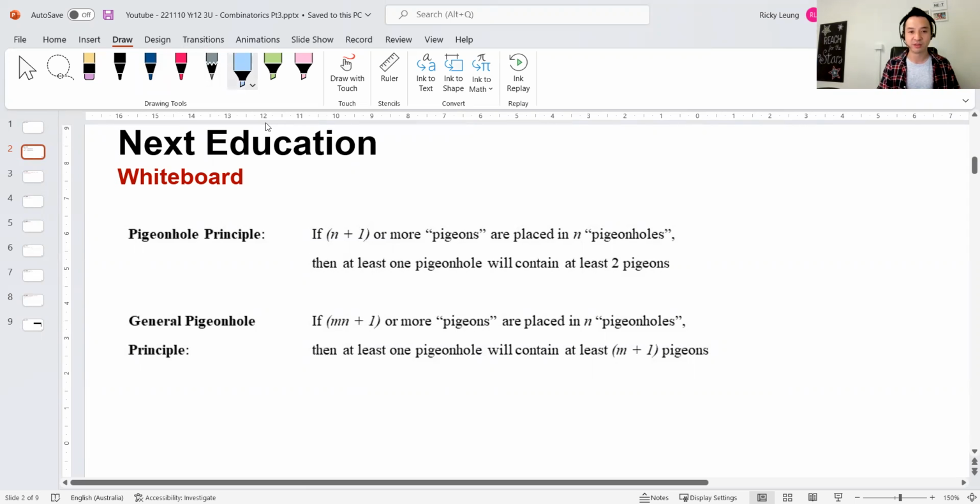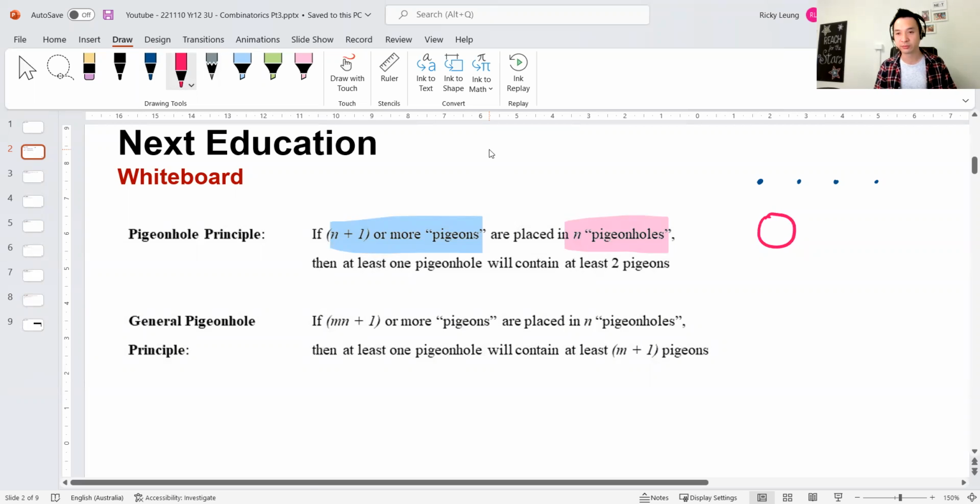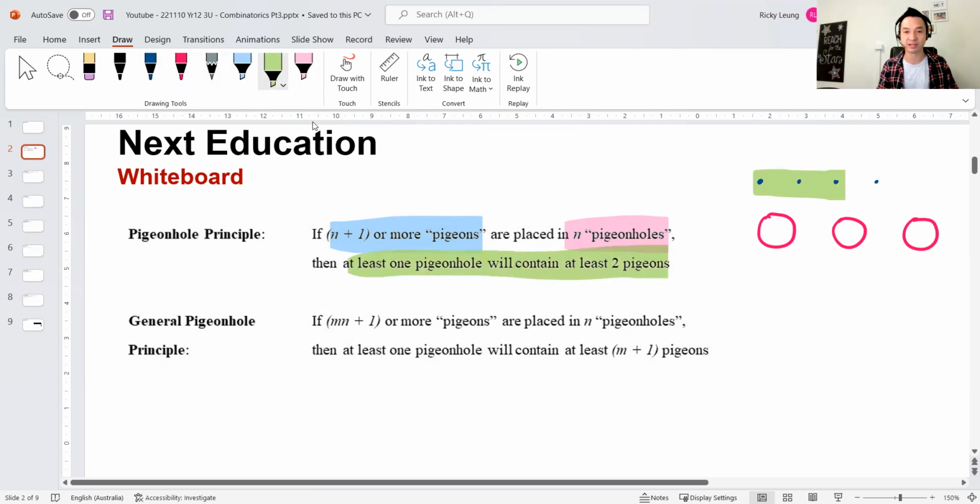This one's saying, if I have n or more pigeons to be placed in n pigeonholes. Now, what that really means is that if I have, let's say for simplicity, 4 items, or 4 pigeons, and I'm placing them in 3 buckets or 3 pigeonholes. Simplest term, it's simple because there's only one layer to be put in first, right? So in this case, the pigeonhole principle says that at least one pigeonhole will contain at least 2 pigeons.